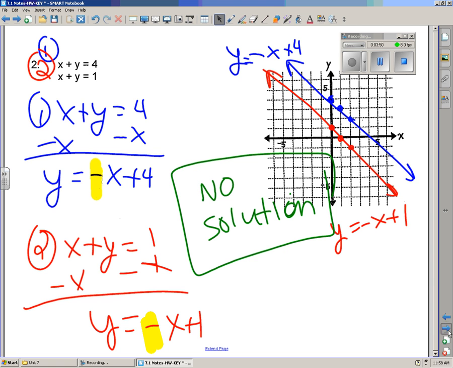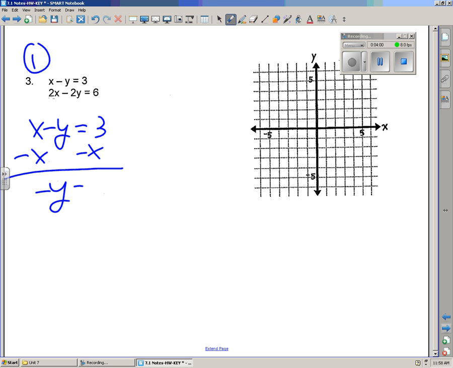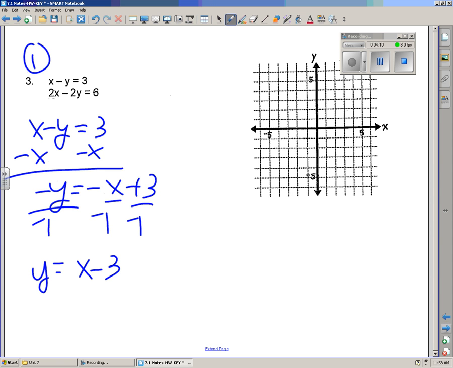Okay, let's see what else we got. These two lines. So we've got x minus y equals 3. Subtract x from both sides. Negative y equals negative x plus 3. Divide by negative 1. Y equals x minus 3. Begin at negative 3. Up 1 over 1, up 1 over 1.